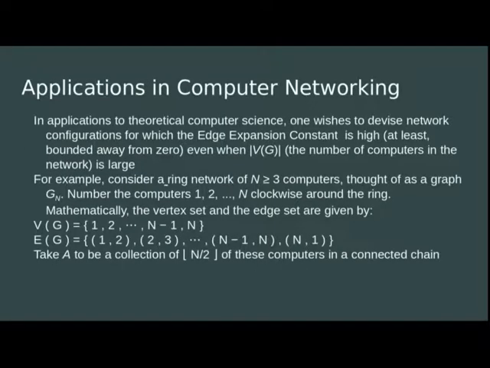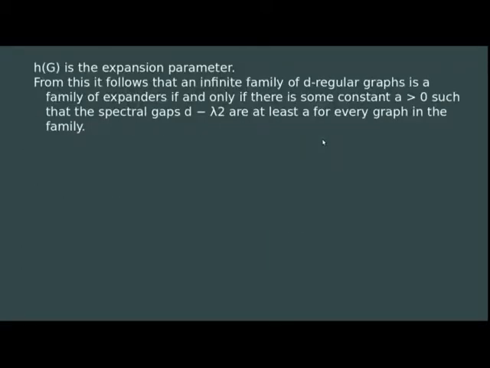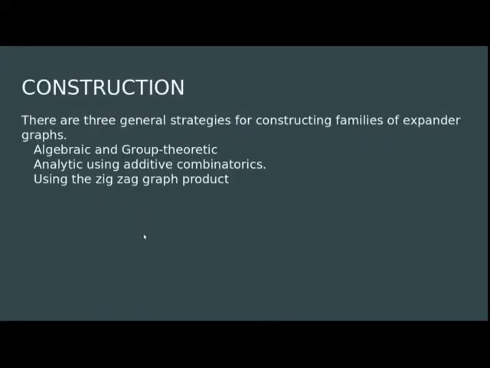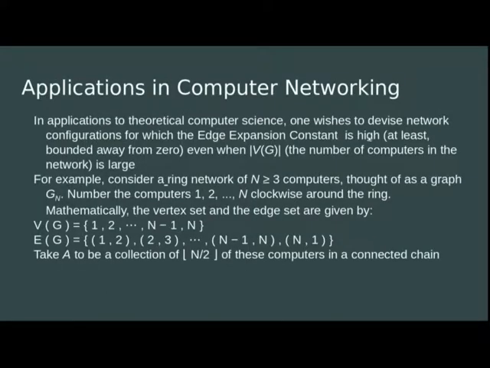There are many wide applications of expanders in the real world, and one of them is in networking. In application to networking systems, one wishes to devise a network configuration for which the edge expansion constant, which is h of G, which we have seen earlier here, is high, at least bounded away from 0, even when the number of systems is large.